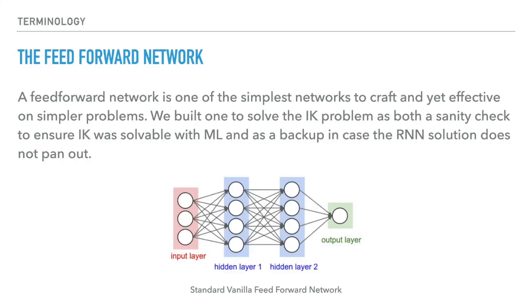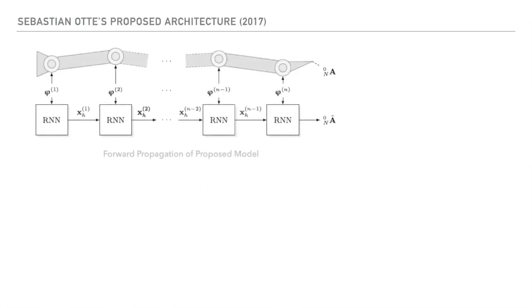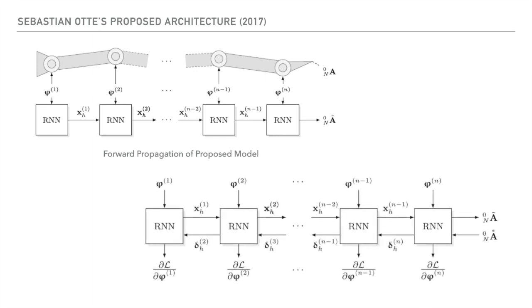We created two separate models: the feed-forward network, which was created largely as a sanity check and as a proof of concept, and the recurrent network, which was inspired by a 2017 paper by Sebastian Otte that used dynamic cortex memory cells to control an arm using back-propagated gradients.